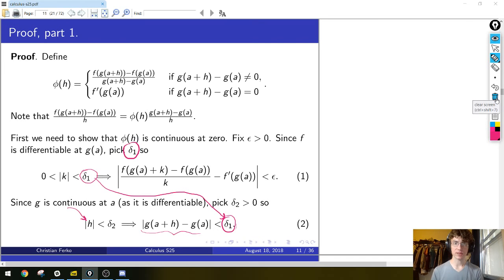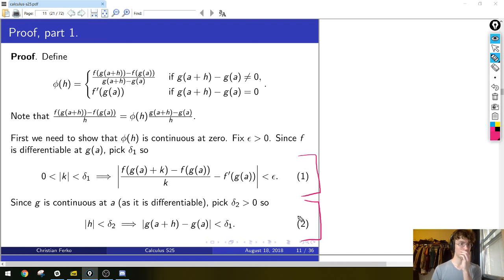So those are our two steps. The two steps we'll use in the next two slides. Use differentiability to get condition 1, use continuity of g to get condition 2. We'll need both of them. And remember, our goal is to show phi is continuous at 0 as a first step, which we'll do on the next slide. Okay, questions on this stuff?